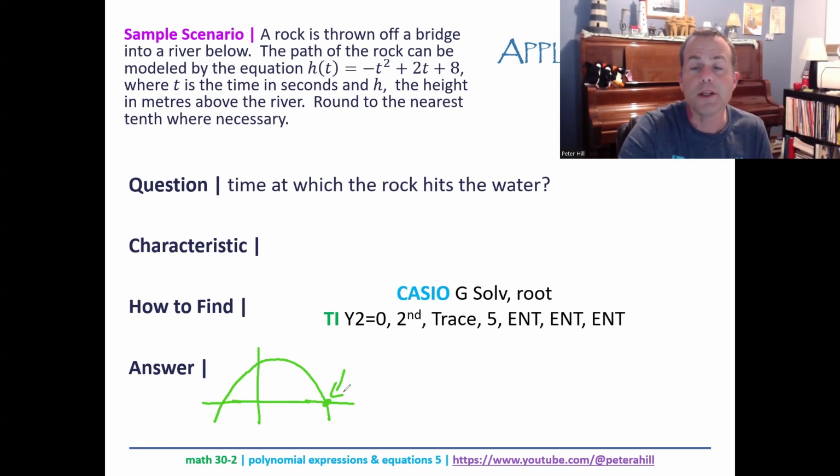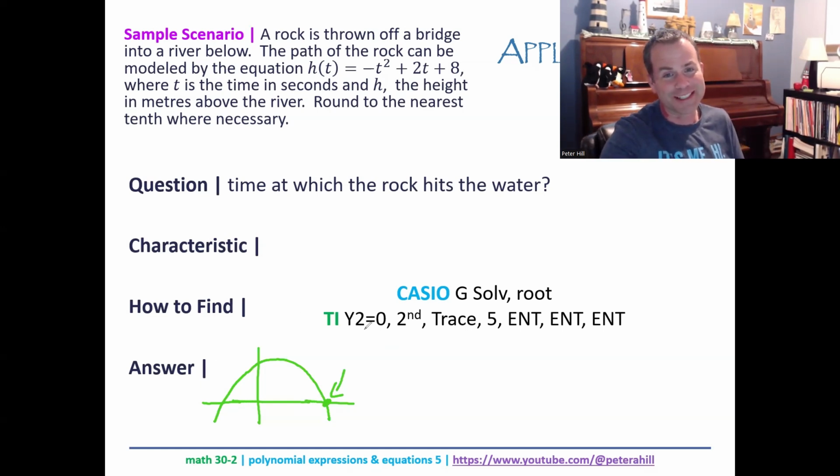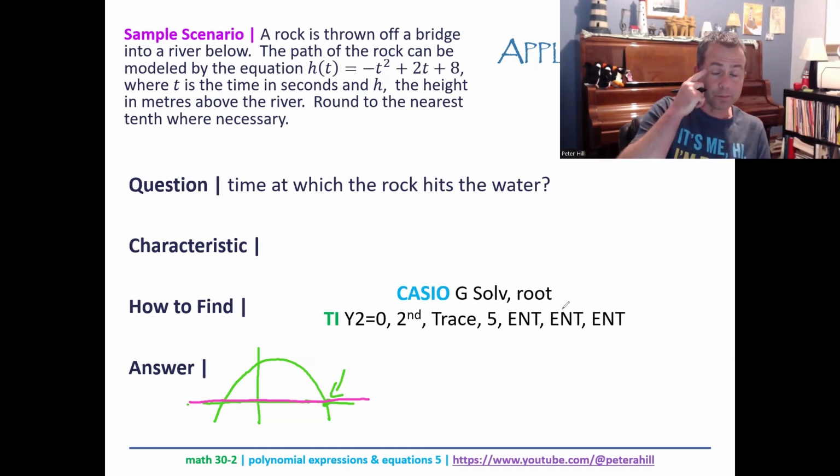There are a couple different ways you could do this on a TI. I think the easiest way is the way I've written, which is in Y2, stick a 0. It doesn't look like it changes your picture at all, but essentially what it does is create another line directly on top of the x-axis. Then you can solve the intersection point of this with this, which is second trace 5, enter, enter, enter.